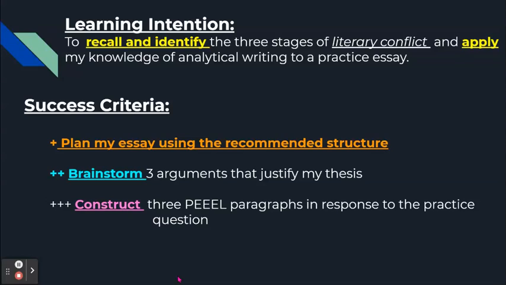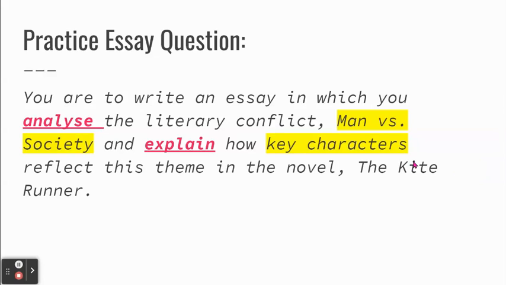So let's just do a quick recap. This is your practice essay question at the moment. It's the same practice essay question that we were working with last week. So you are to write an essay in which you analyze the literary conflict man versus society and explain how key characters reflect this theme in the novel The Kite Runner.